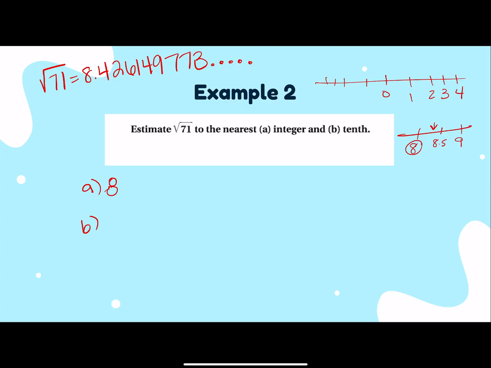The nearest tenth we know is just this first decimal place, so it's going to be 8 point something. I always use this number right here, but I look at the number after it, which is this 2, and if it's 5 or bigger, then my number has to go up 1. It is not, so my number stays 8.4. Okay, so those aren't too bad.